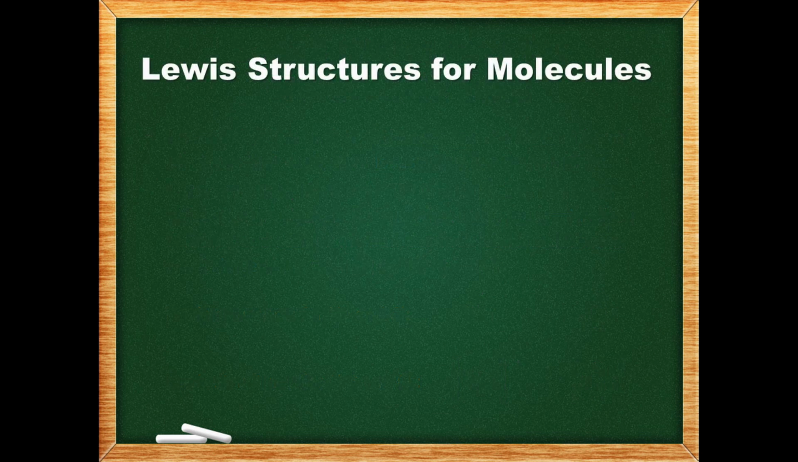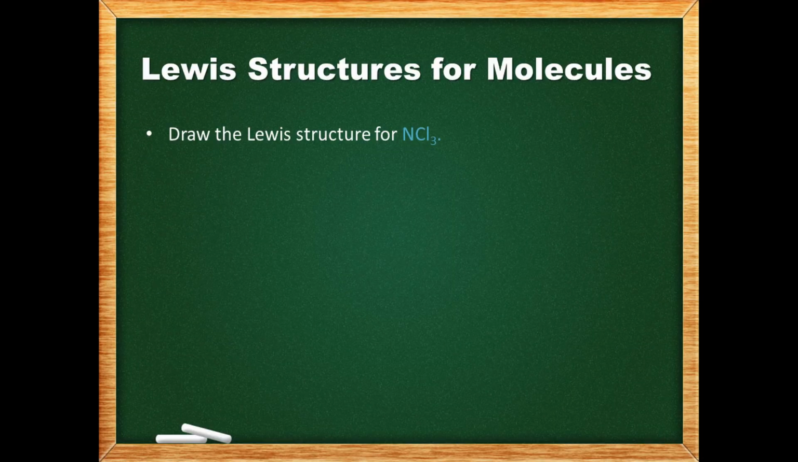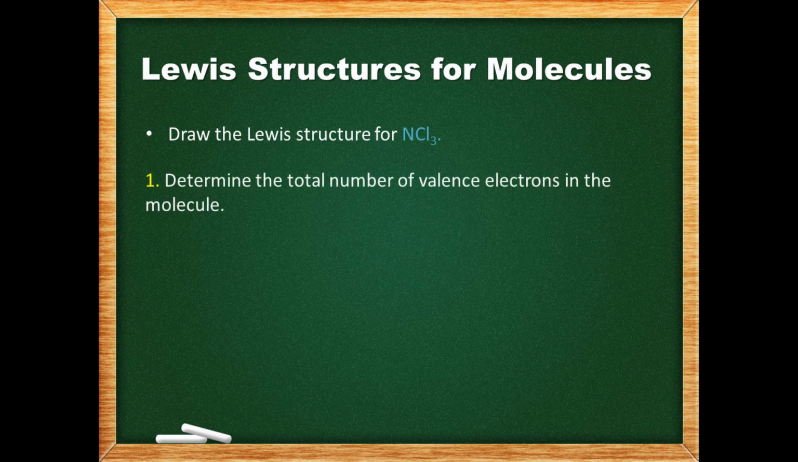Now we'll finally take a look at drawing Lewis structures for molecules. We'll draw the Lewis structure for a nitrogen trichloride molecule while following a series of steps. Step 1 is to determine the total number of valence electrons in the molecule. We first determine the number of valence electrons in each atom and then add them all together. Nitrogen has 5 valence electrons while chlorine has 7, though we need to account for all 3 chlorine atoms. Multiplying the 7 valence electrons of a chlorine atom by 3 and adding it to nitrogen's 5 valence electrons yields a total of 26. Note that this is an even number, which is what you will generally see.